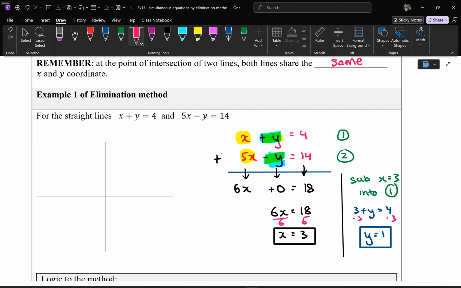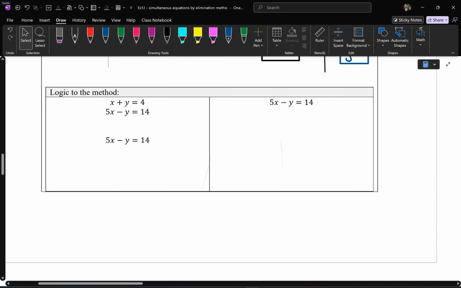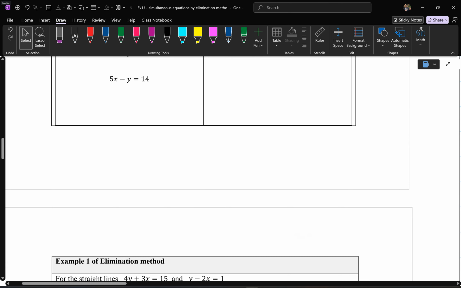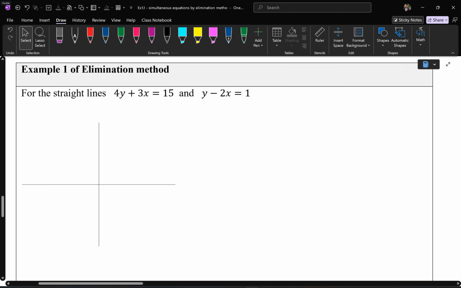Now, the method works because I said the quantities had to be the same. What happens if you get an equation where they're not the same? So for example, what's this? Logic. I'll talk about the logic soon. What about this one?